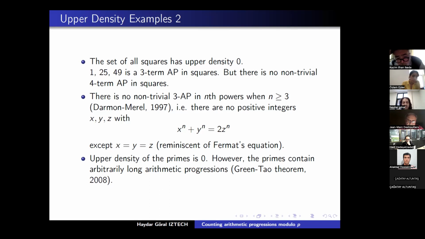So what is the relation between containing arbitrarily long arithmetic progressions and density? You cannot decide immediately. Sometimes the density is 0, but still you can find arbitrarily long arithmetic progressions. For example, for squares and cubes, the density is 0, but there are no arbitrarily long arithmetic progressions in those sets.